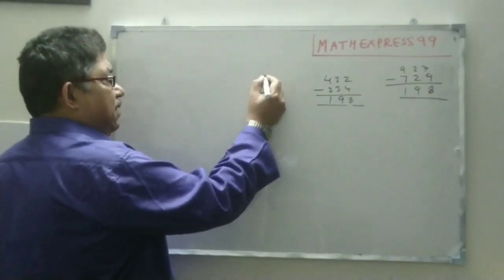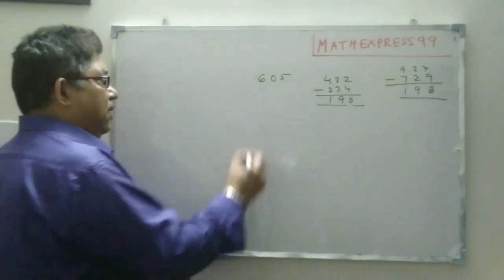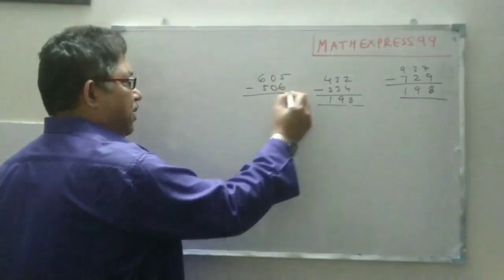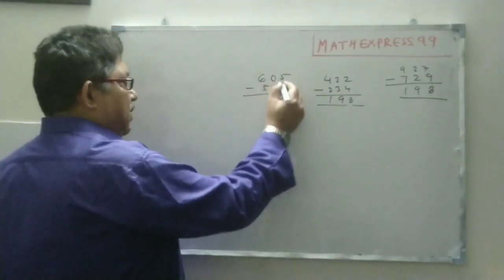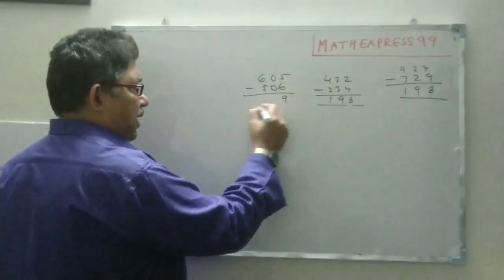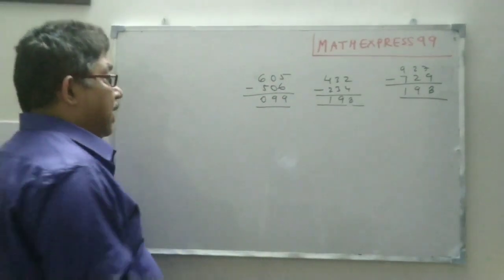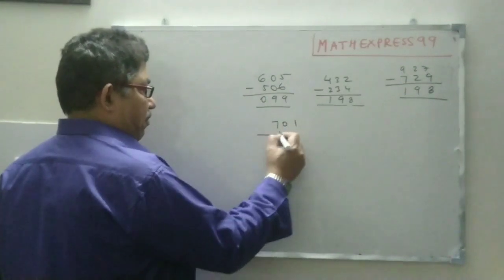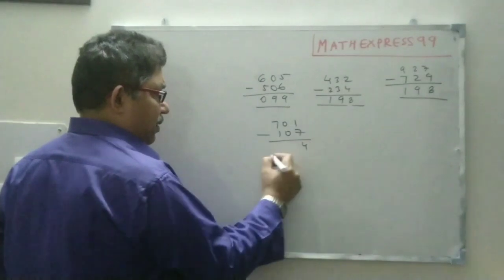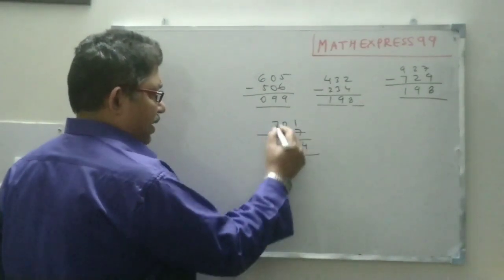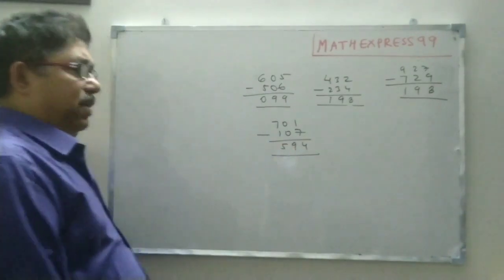Let us take 2 or 3 examples so that we come to some conclusion. Say 605. You take the reverse of it, you get 506. 15 minus 6 is 9. 9, 0. Right. I take, say, 701. Reverse is 107. 11 minus 7 is 4. 9. And here it is 6 minus 1. We get 594.